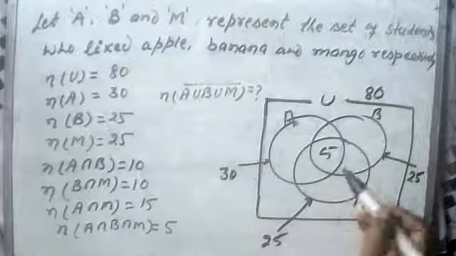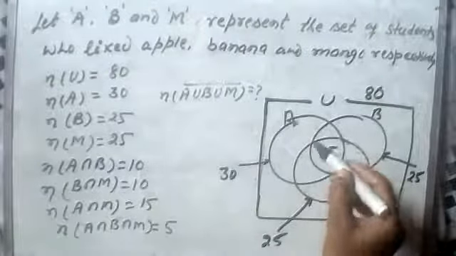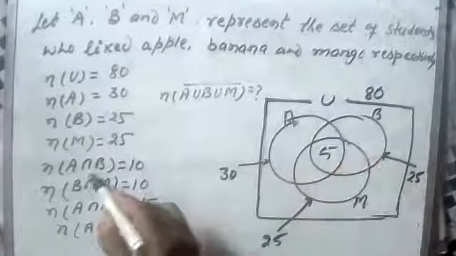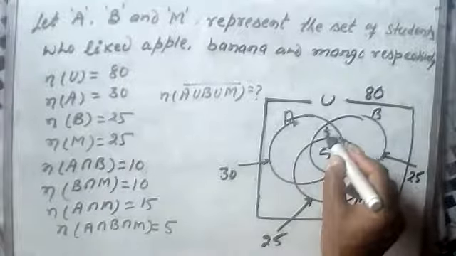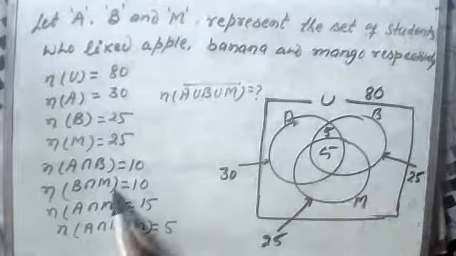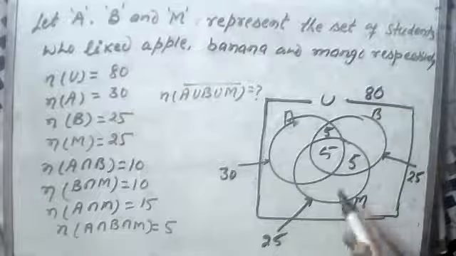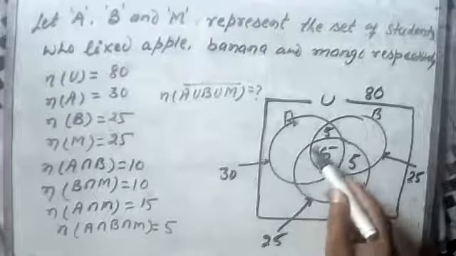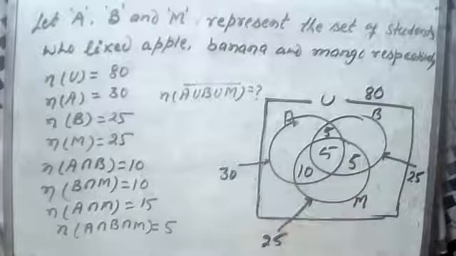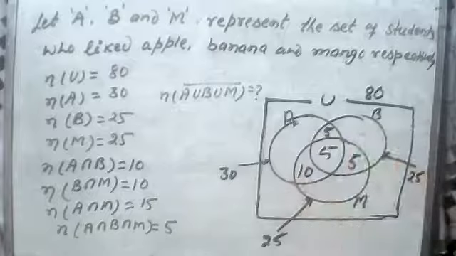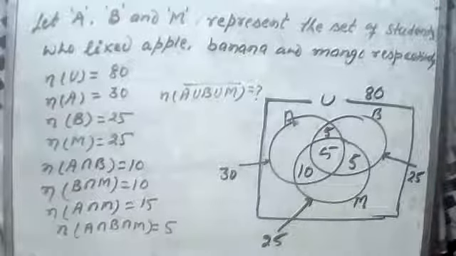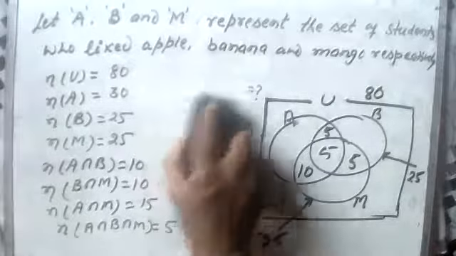Now we write this part. This part is A intersection B. A intersection B is 10, but 5 is already mentioned, so this remains 5. Now B intersection M is 10, 5 is here, so 5 remains here. This part is A intersection M is 15, 5 comes out, then 10 remains there. Now these are the given information. But before we go through using Venn diagram, we'll use formula. That will be easier.